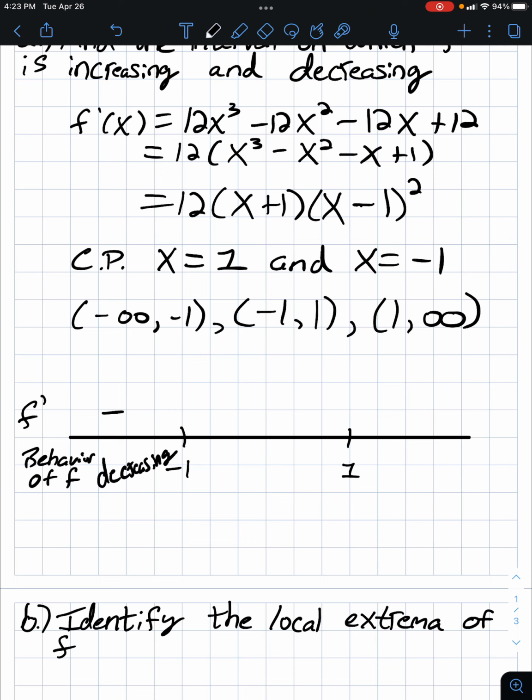And now let's plug in a value of 0. What is our f prime? Is it positive or negative? We plug in 0 into our derivative. We get negative 1 squared, which is positive, times positive, so we get positive. So this is increasing. And if we plug in 2 into our f prime of x, we get 2 minus 1 is 1, positive. 2 plus 1 is positive, so this is also positive, it's increasing.